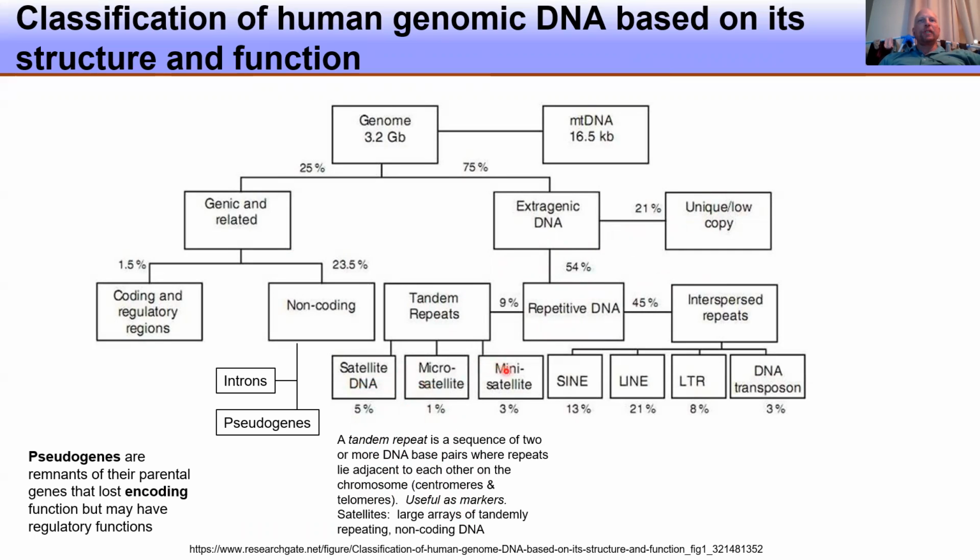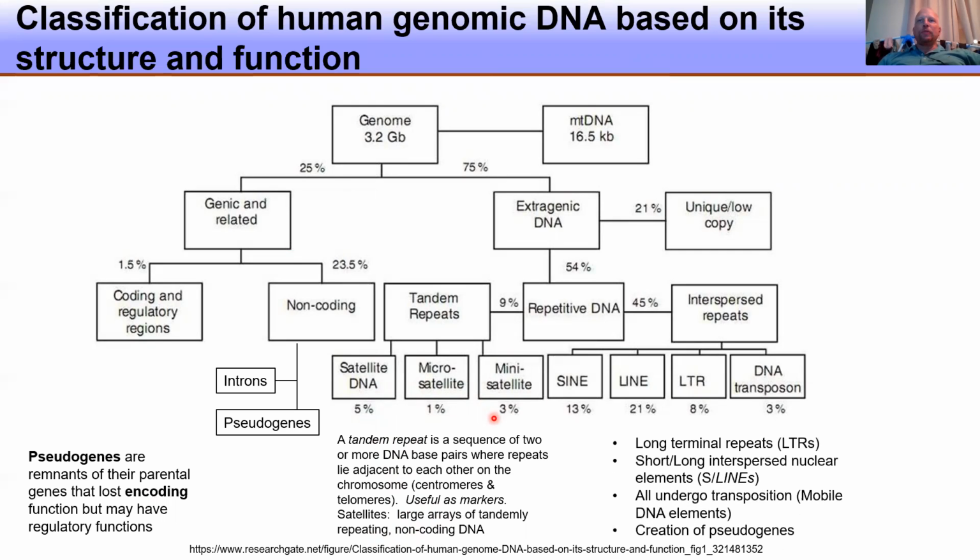And we have these 3 types of satellites. So satellite is a large array of tandemly repeating non-coding DNA. And then we have different lengths or sizes of these satellites. We have micro and mini satellites.